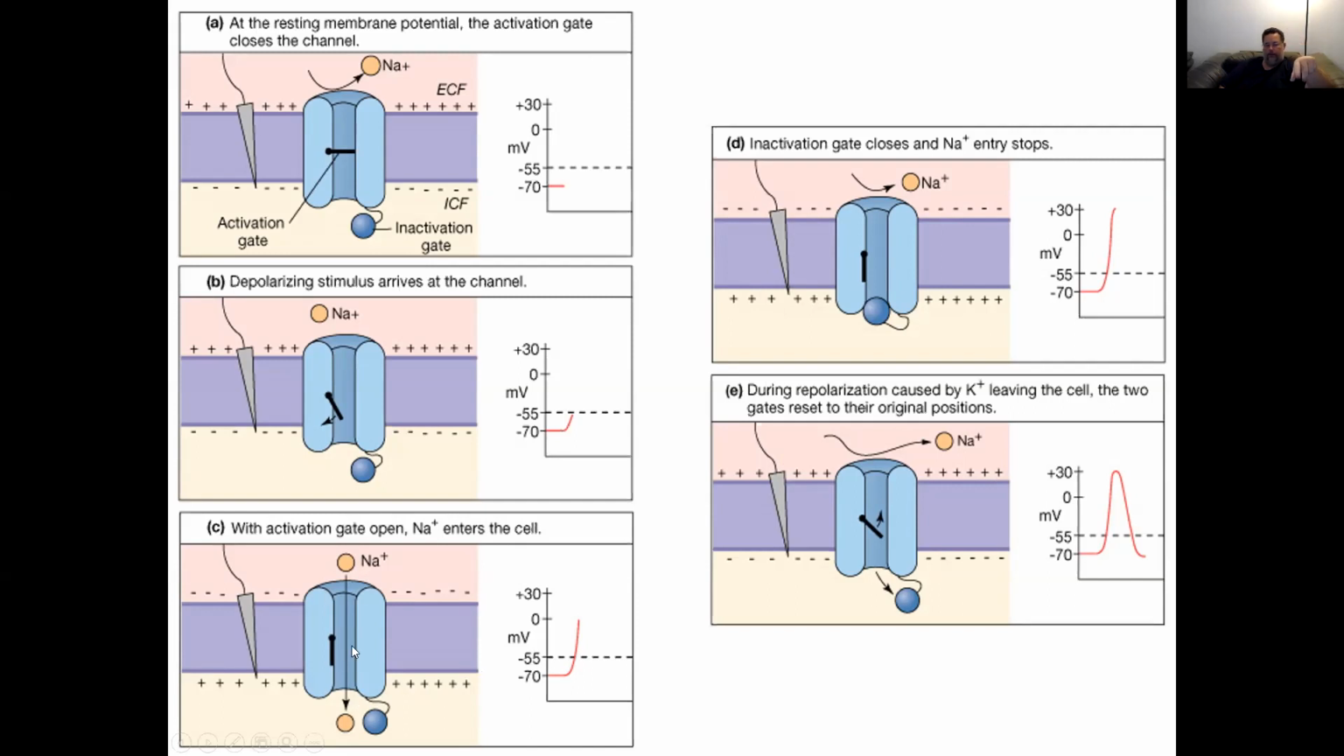So here's the sodium coming in the diagram. You can see C, if you look at my pointer, the activation gate's open, sodium is flowing in. The inside is becoming more positively charged. Then, once we reach this threshold of 30 millivolts, the inactivation gate is actually triggered to close.